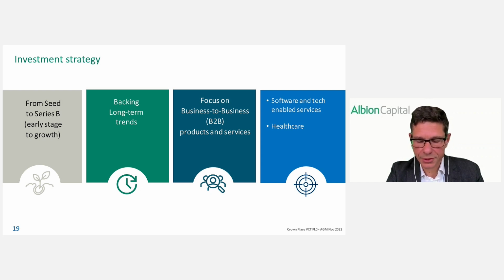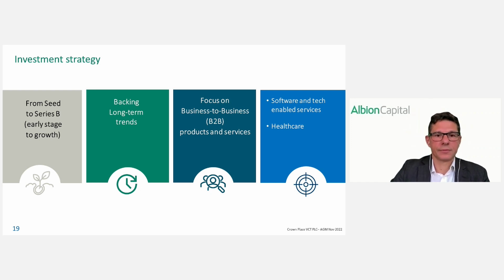We focus on business-to-business software, products and services. We deliberately do not invest in consumer-facing businesses, other than the absolute exceptions. Our history, our background and our understanding is very much in the business-to-business space. And we invest in two separate sectors. One is software and enabling technologies, and the other one is healthcare, again very much with a technology angle into healthcare. We invest early and we work with companies to enable them to scale up by adding significant value to their own journey as they scale up.